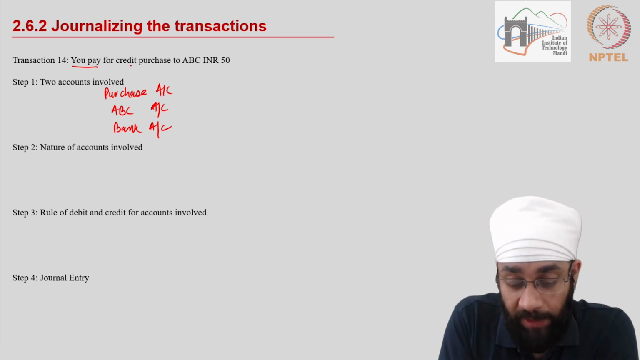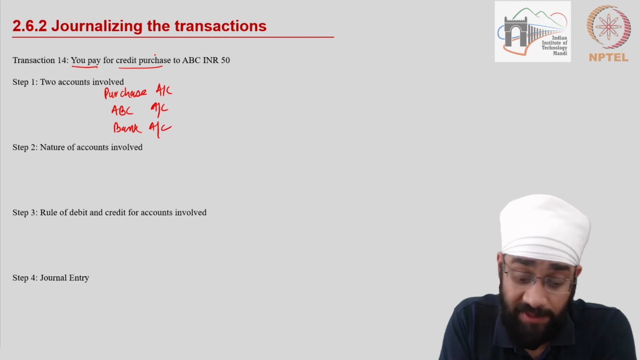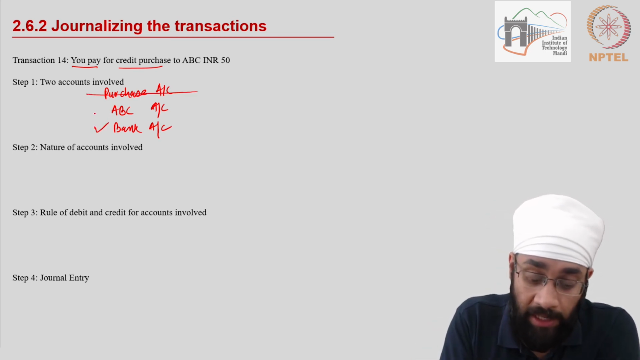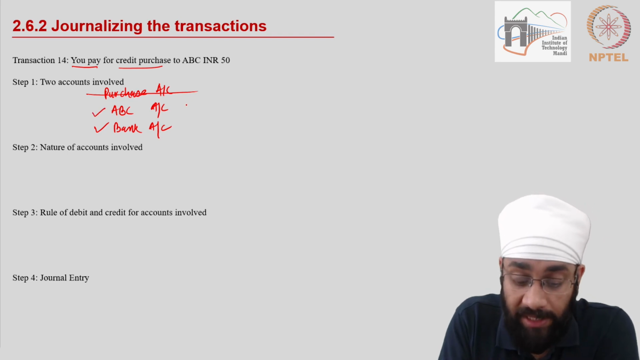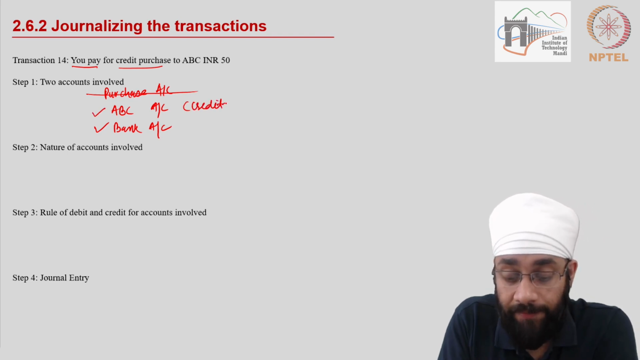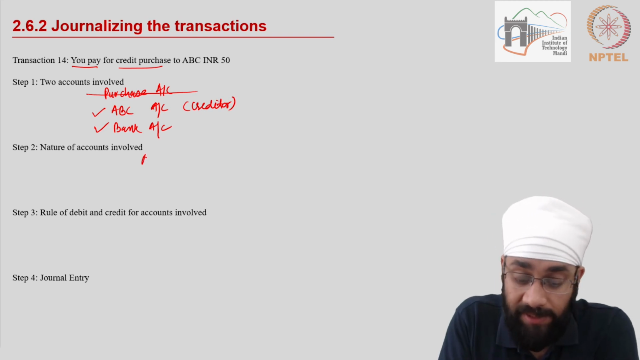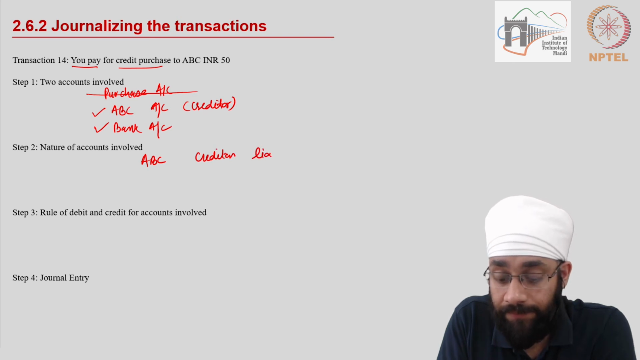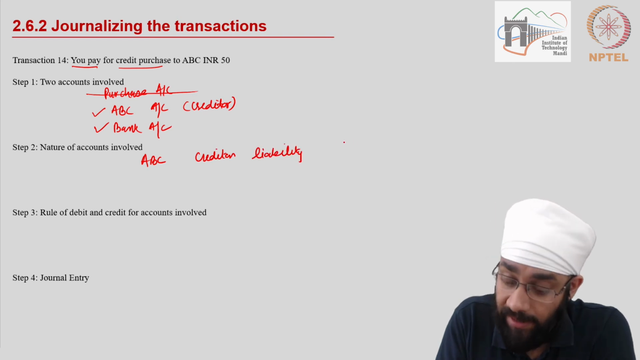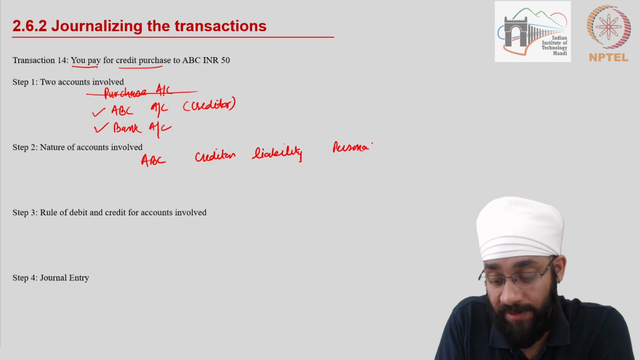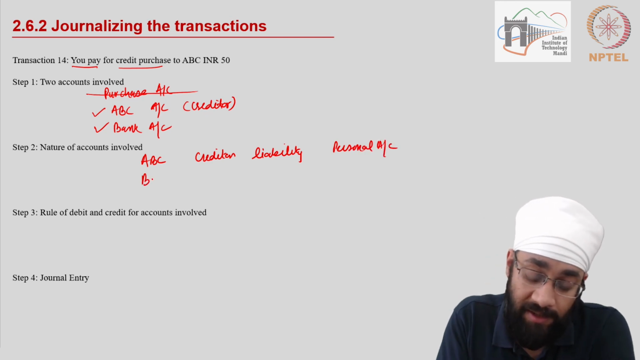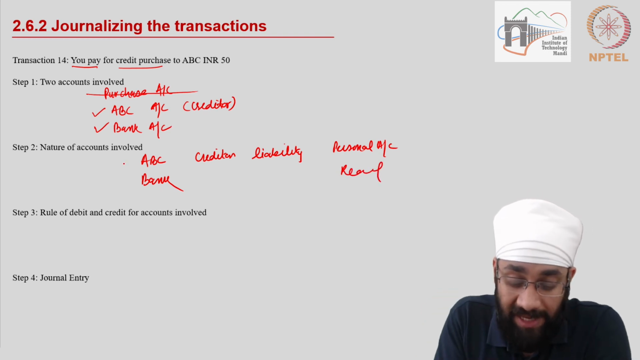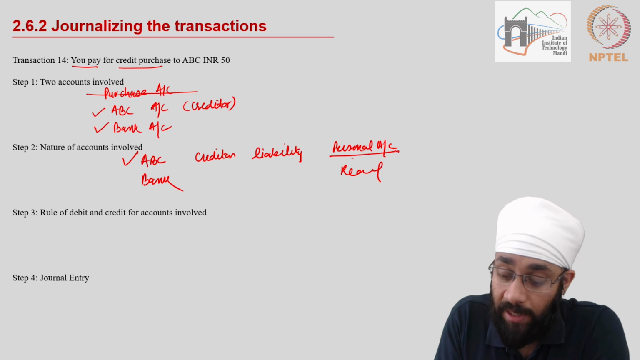Okay, which accounts are involved? Well, clearly you are paying for the purchases, you are not doing the purchases, so I'm going to cross the purchase account. You are paying through bank and you are going to pay to ABC, and ABC is your creditor. Alright, so ABC being your creditor is a liability and hence is a personal account, and as we know, bank is a real account.